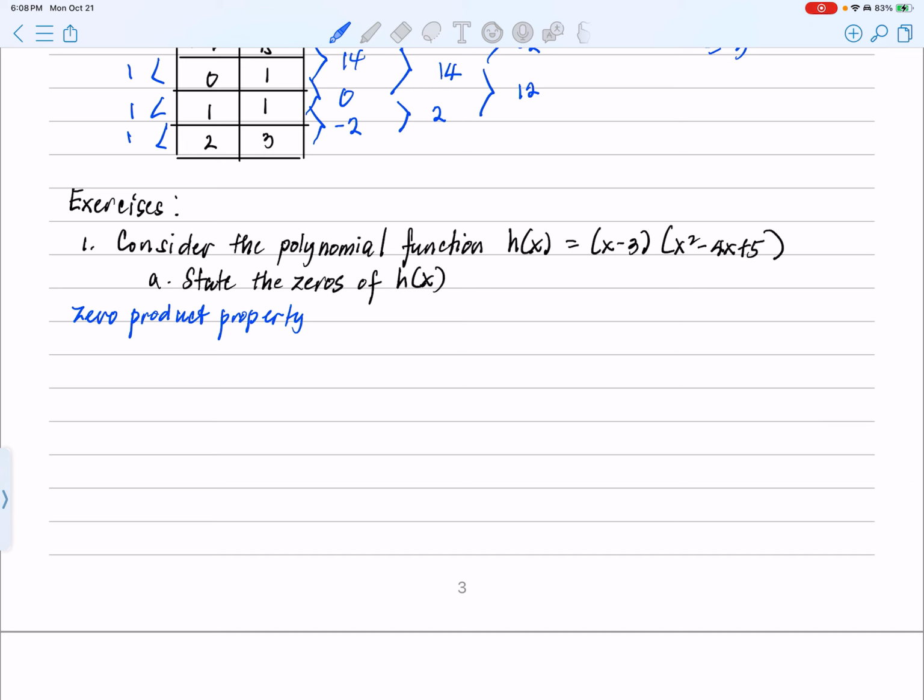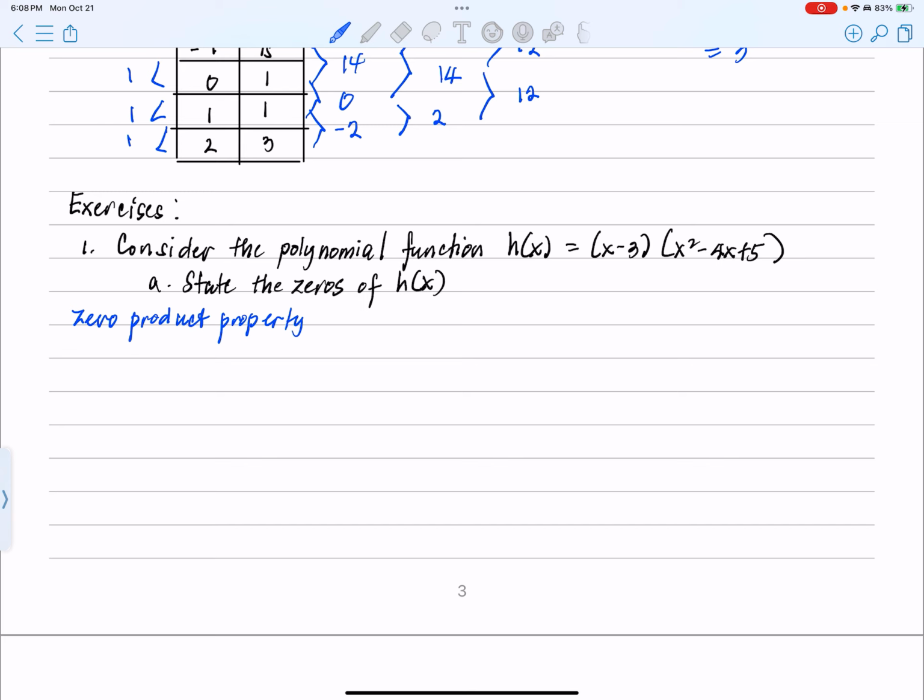We use the zero product property, if you remember that in your Algebra 2. What do we do in the zero product property? We set each factor equal to 0. The first factor, x minus 3, I will equate to 0, so x would be equal to 3. And the second factor, x squared minus 4x plus 5, a quadratic, is equal to 0.